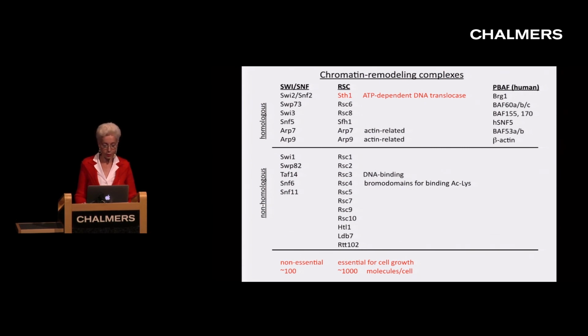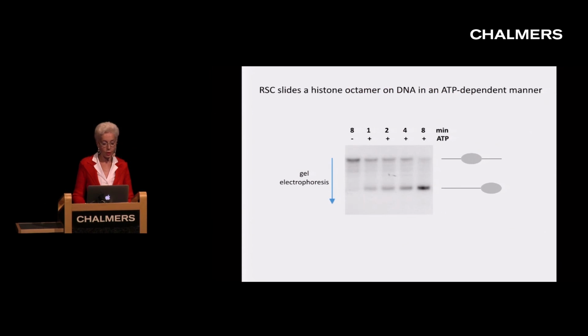Among the functions of RSC subunits listed here, I call your attention especially to the catalytic activity of STH1, the largest subunit of the complex. STH1 catalyzes the movement of DNA in an ATP-dependent manner. We found that RSC has 2 ATP-dependent chromatin remodeling activities.